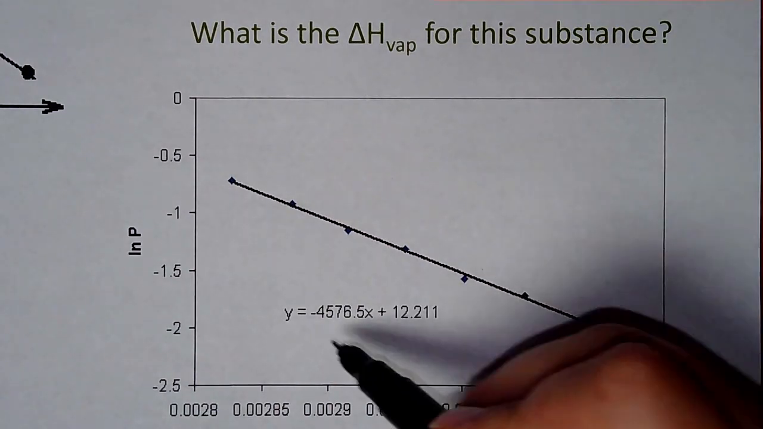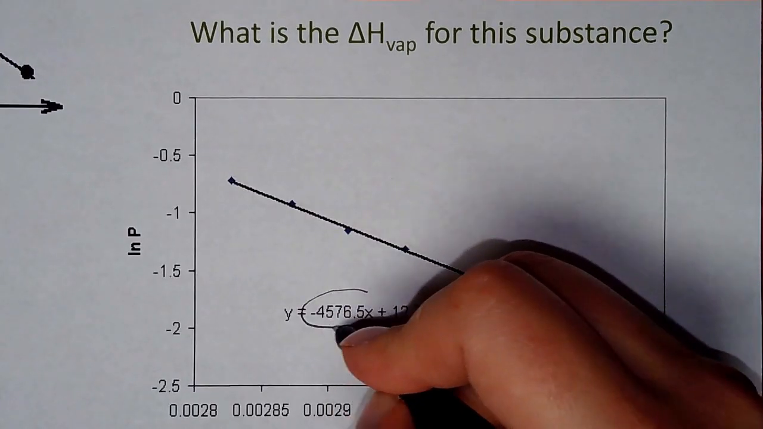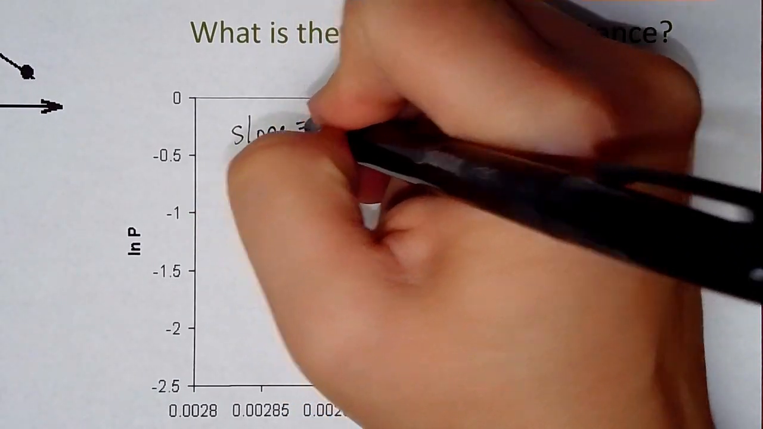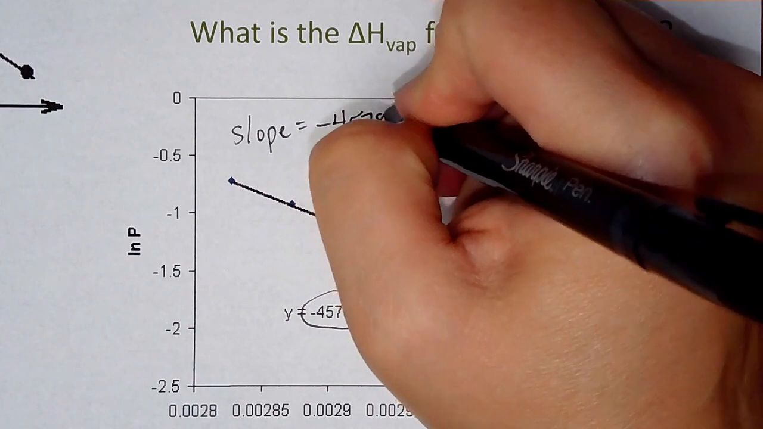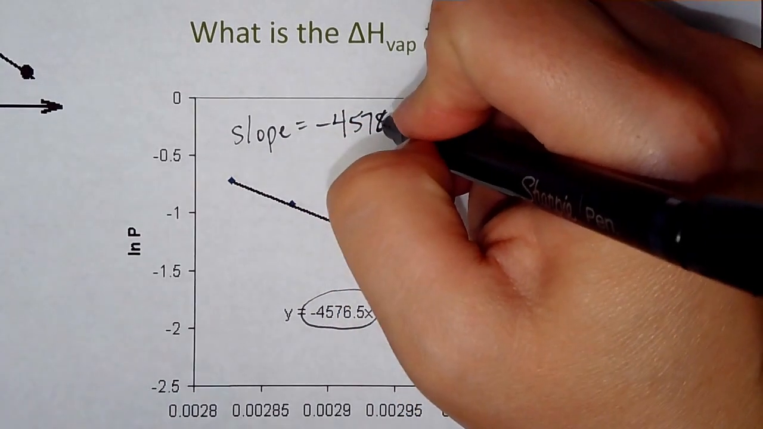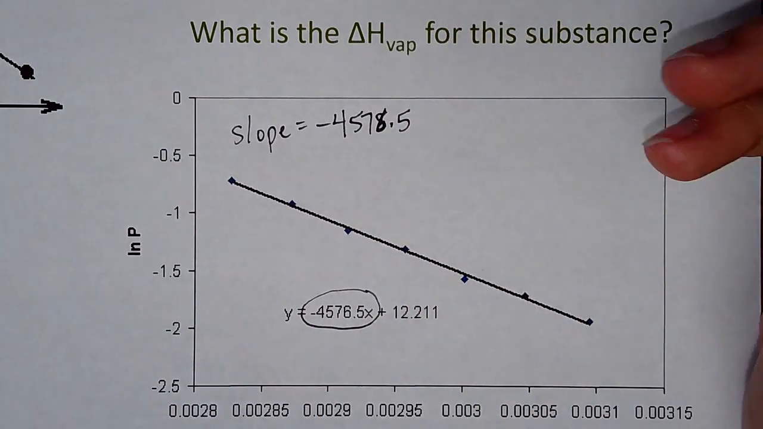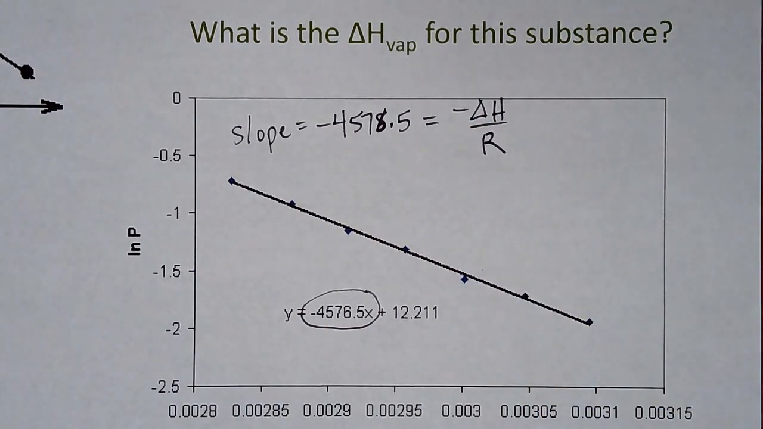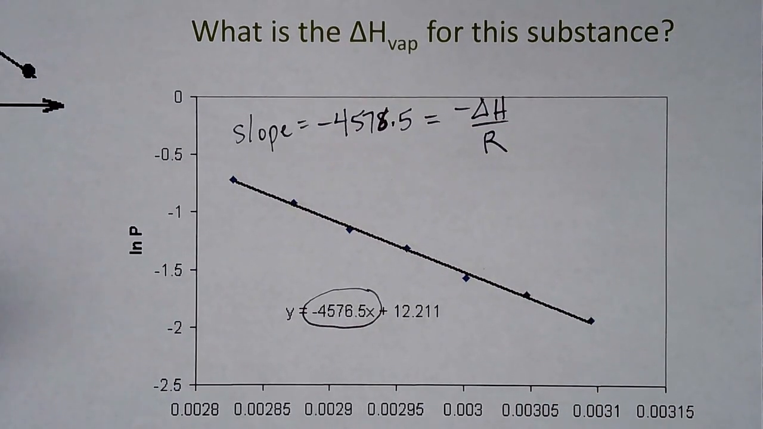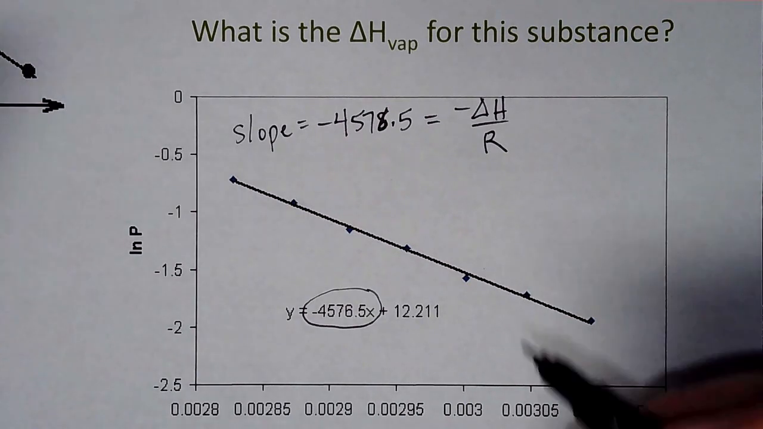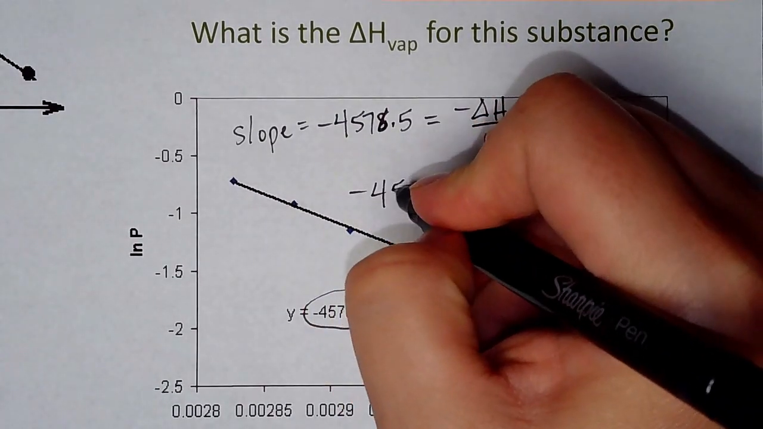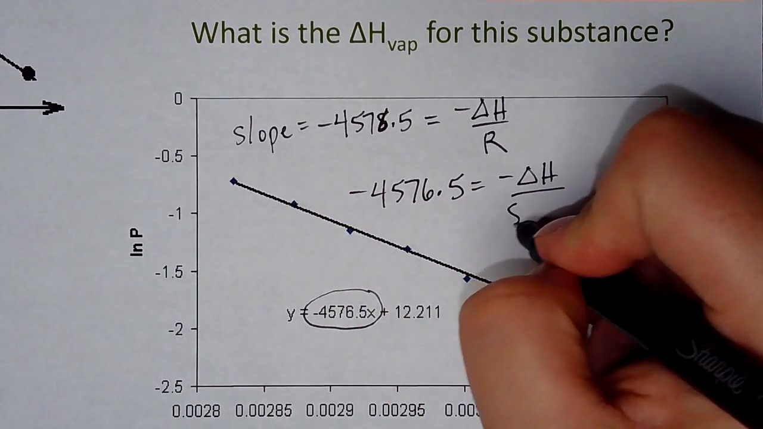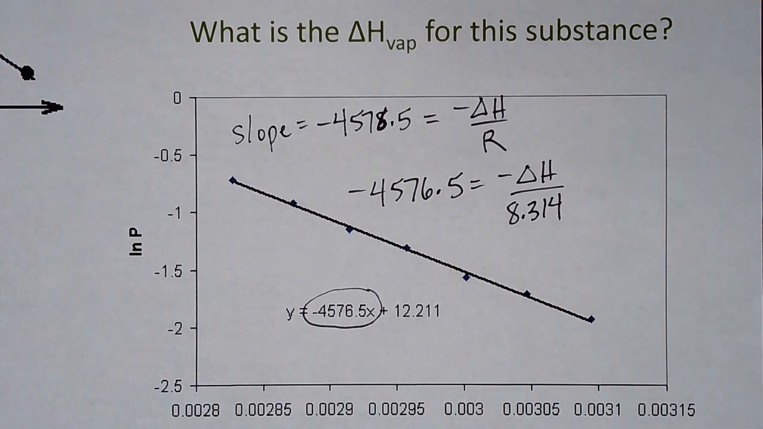So here's my slope given by my equation. So my slope is going to be negative 4,576.5, and that's going to equal negative delta H over R. So we just have to fill in our R value, which we already know. So if I fill in R, and I'm going to use the 8.314, this just means my delta H will then be in joules.